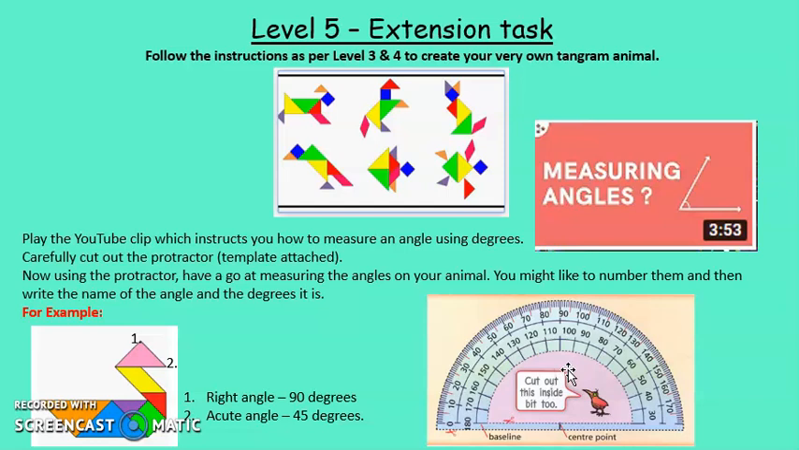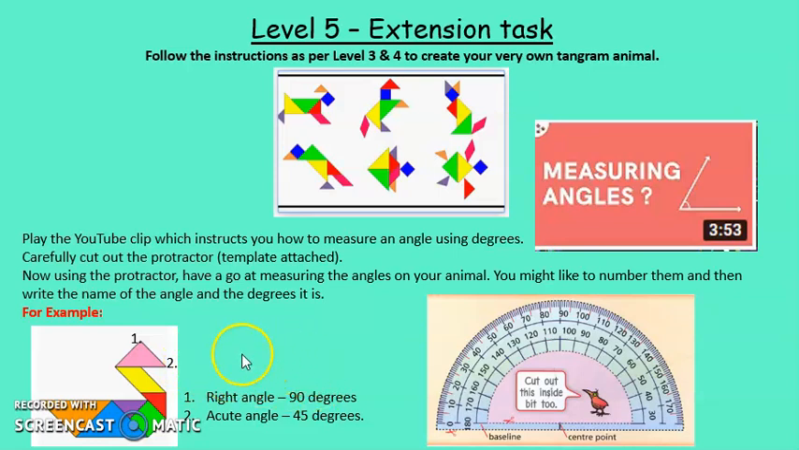You might like to number them and then write the name of the angle and the degrees it is. Now, all that sounding a little bit complicated, I've got an example here. So once again, let's just say that I've used my swan. And I'm going to look at my first angle here. This angle is a right angle, and a right angle is measured at 90 degrees. So I'm going to write in my book, next to my animal, 1, right angle, 90 degrees.